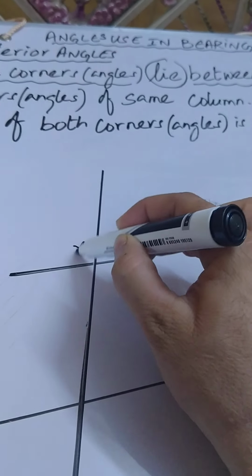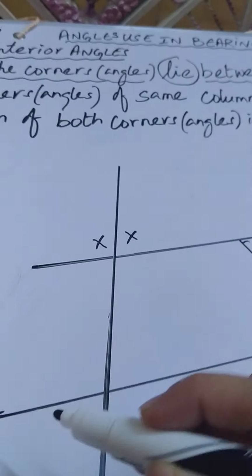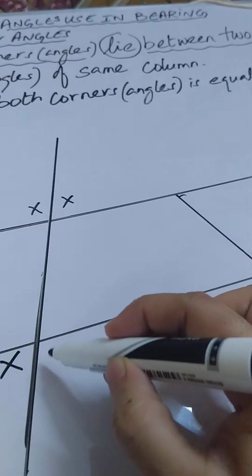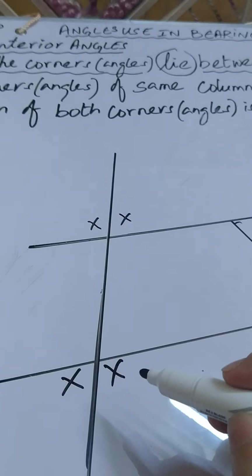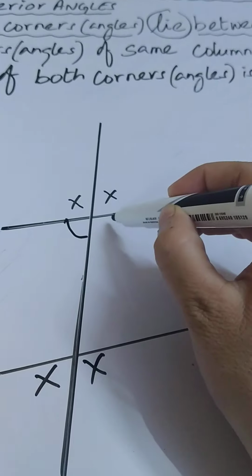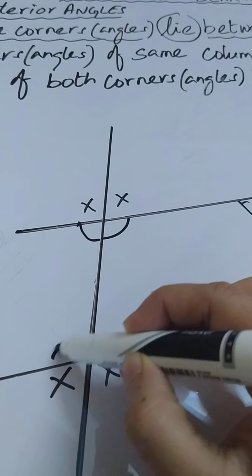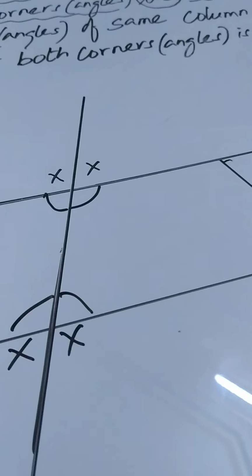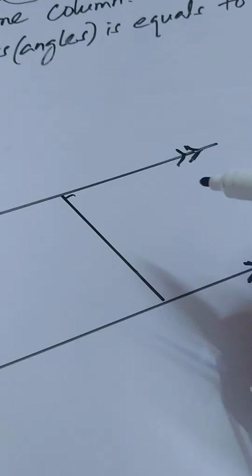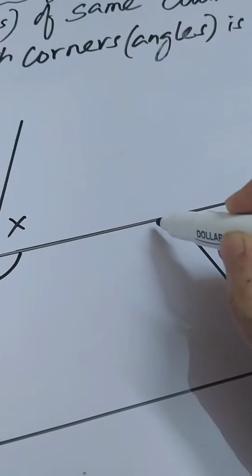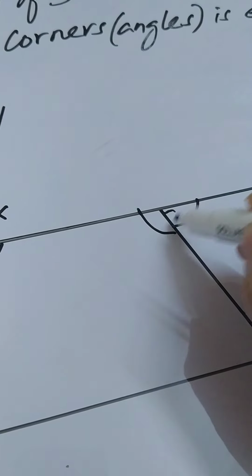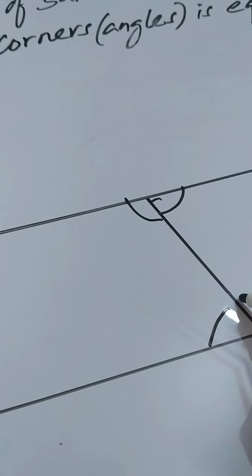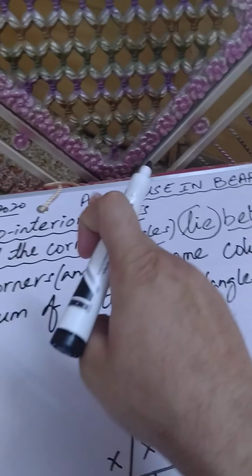This angle is not between the parallel lines, this is not between the parallel lines, this is not between the parallel lines. So look here, 1, 2, 3, 4. These are the four angles or corners that lie between the two parallel lines. In the same way, if I use this transversal, this one is between the parallel lines, this one, this one, and this one are all between the parallel lines. So my first clue, guys, is that all the corners lie between the two parallel lines.